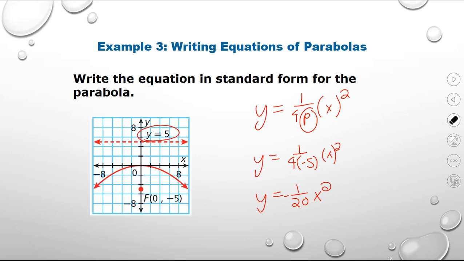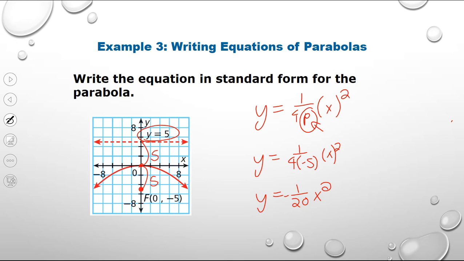But anyway, we're done. So remember, p is just the distance between the vertex and the focus, or the vertex and the directrix. So you notice here our vertex was 0, 0, and how far away was the directrix? It was 5 units. How far away was the focus? It was 5 units. So that's why we're plugging in 5. But we do have to be careful because sometimes we'll have to plug in a negative 5. Sometimes we might have to plug in a positive 5. It depends on the problem.